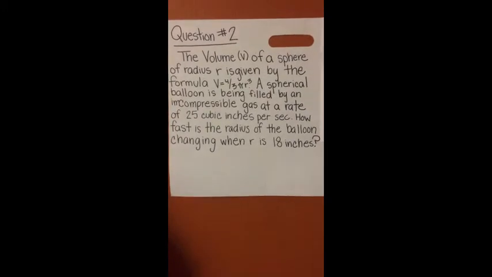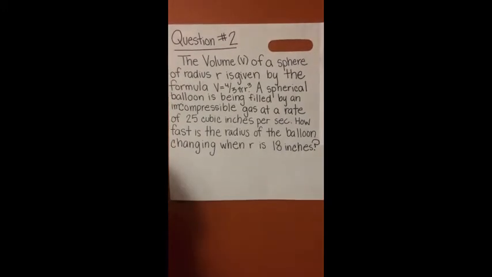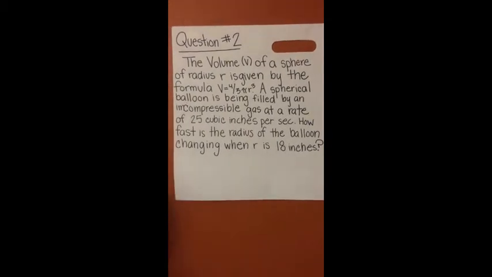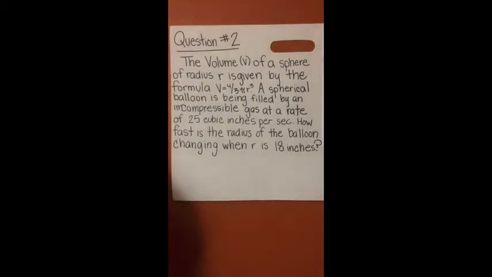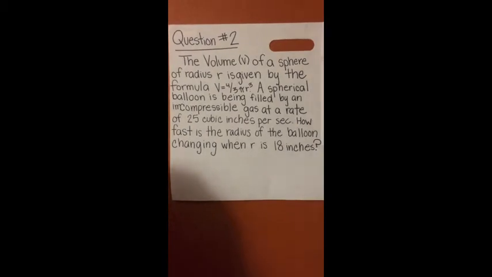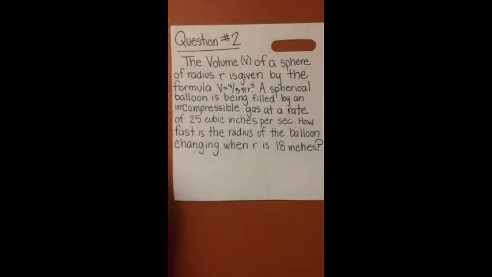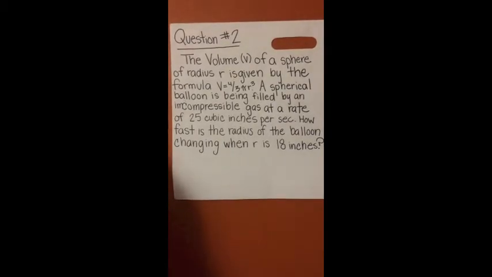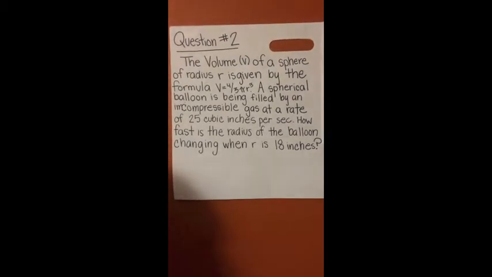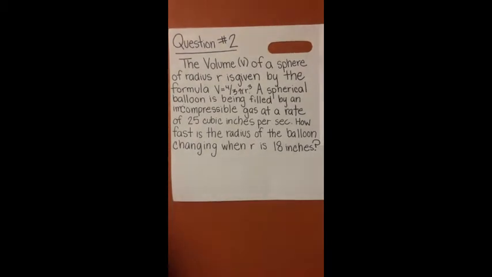This related rates question starts with the volume V of a sphere of radius r is given by the formula V equals 4/3 pi r cubed. A spherical balloon is being pumped by an incompressible gas at a rate of 25 cubic inches per second. How fast is the radius of the balloon changing when r is 18 inches?